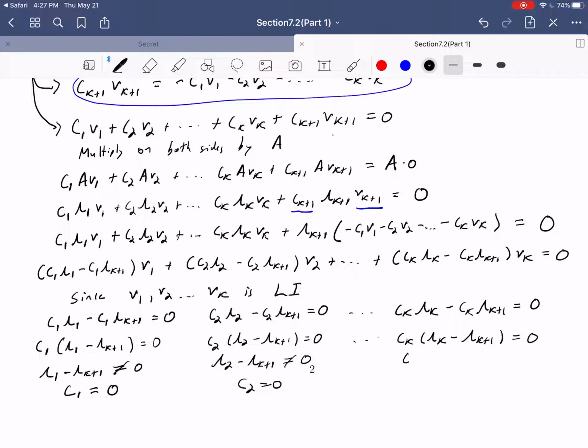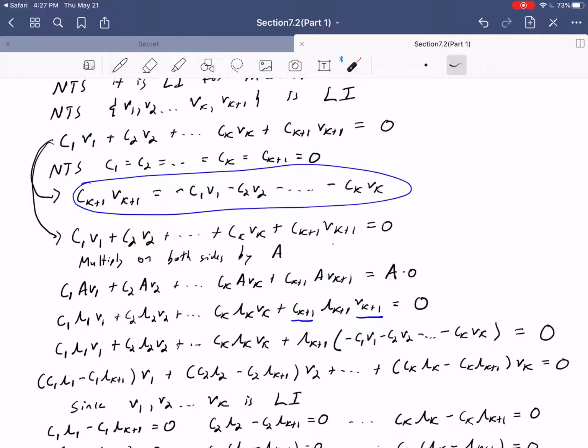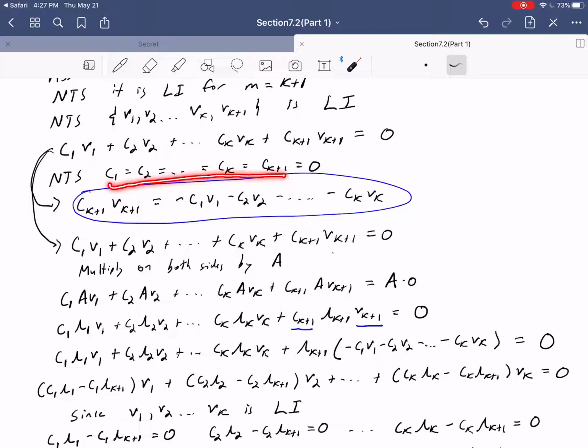And all the way down, for this one, this would tell us that lambda k minus lambda k plus 1 is not equal to 0, so ck equals 0. So we've shown that C1, C2, all the way down to ck must be equal to 0. Now, if we go back and think about that, that's almost what we needed to prove. We needed to prove, if we look back here, that C1 through ck plus 1 are all 0. And we've just shown that all of these are equal to 0.